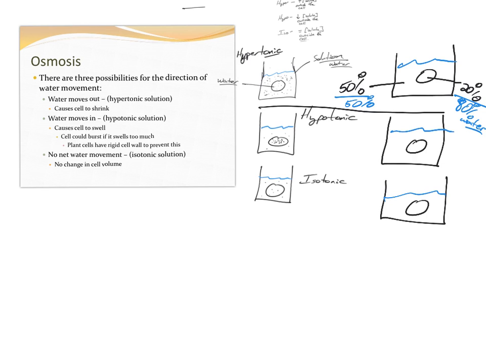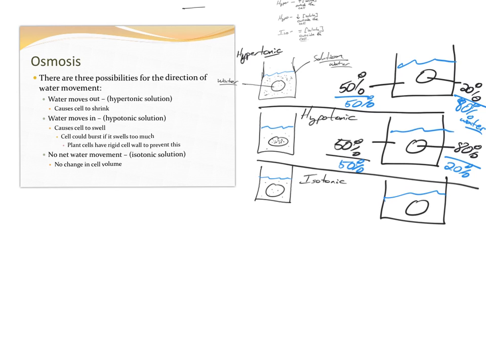Now, what if I did the opposite? Where I said 80% solute, and then what percent water? 20% water, right? And then outside it's still 50-50. What's going on? This is hypo, right? Yes. Now the concentration outside is less than the concentration inside, so we call it hypo. Are we all understanding this?